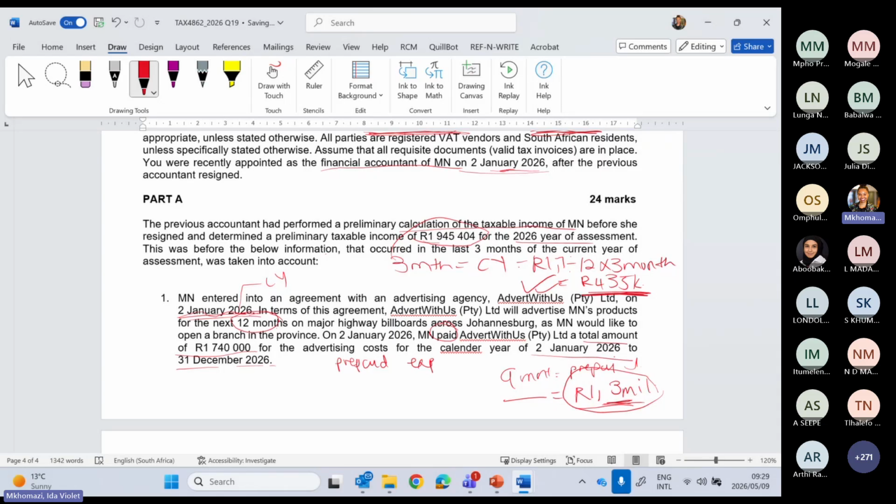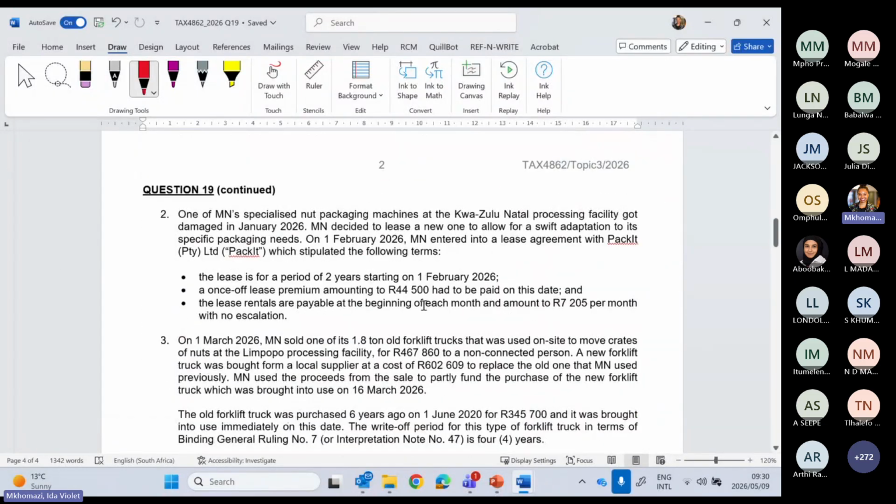So when you present your answer in the solution, you will show that you are going to claim the 3 months, which is the 435,000. When it comes to the 1.3 million, you need to give us a reason as to why you are not going to claim a deduction for that, and you refer to Section 23H, which is the prepaid expense. Okay, so that's that for transaction 1.